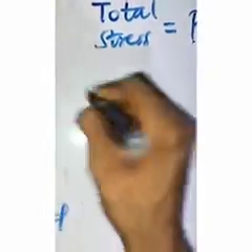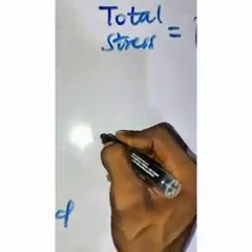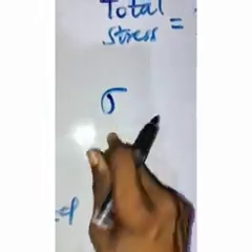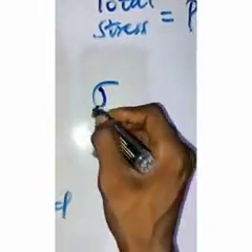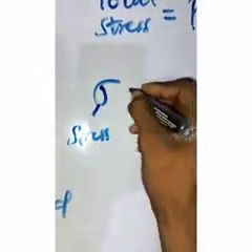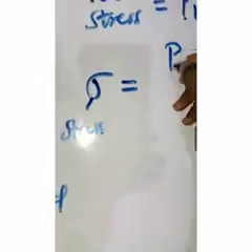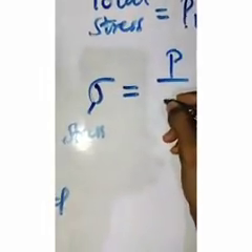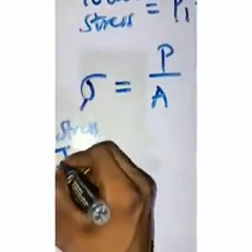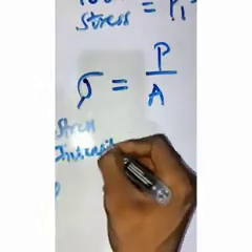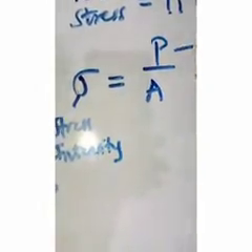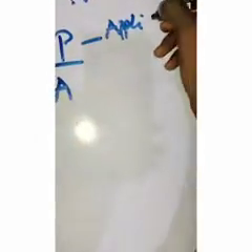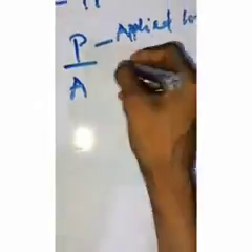So we can now say that this stress, denoted as sigma, is equal to your applied load over the area. So you can say this is stress intensity, and this is the applied load over the area, or you can say the area of cross section.